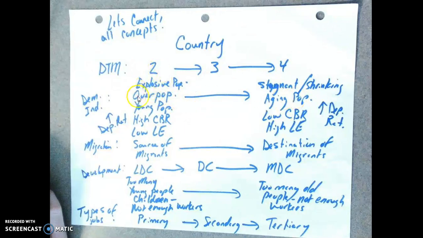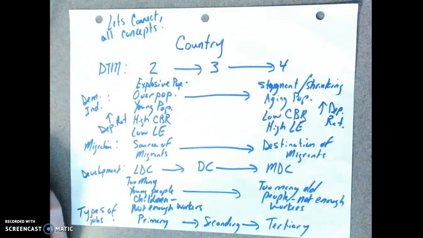So the stage 2 people have a high dependency ratio because they have a lot of young people. But stage 4 also has a high dependency ratio because of the old people. Remember, dependency ratio, these are the people who are too old and too young to work. Next, we talk about migration. Stage 2 countries tend to be a source of migration, whereas stage 4 countries tend to be the destination of migration.